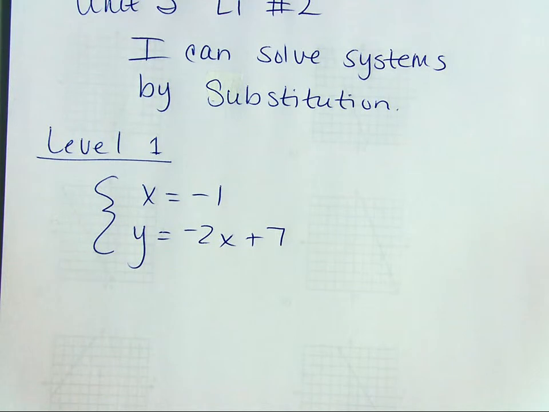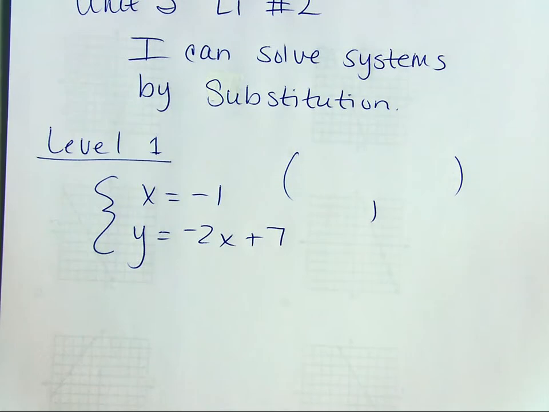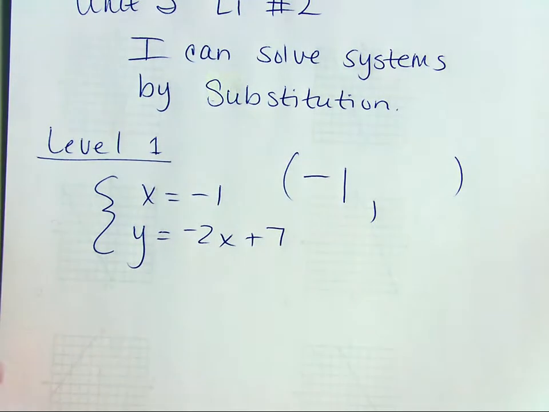So substitution. Remember, the whole point in solving a system is to find an X value and a Y value. Ordered pairs are your answers. So it's a level 1 because they come right out and give you half of your answer. They say, here's a little gift. I'm going to tell you that the X value is -1. So right off the bat, you're going to put it in. And that's why it's so easy, because they give you half of your answer.